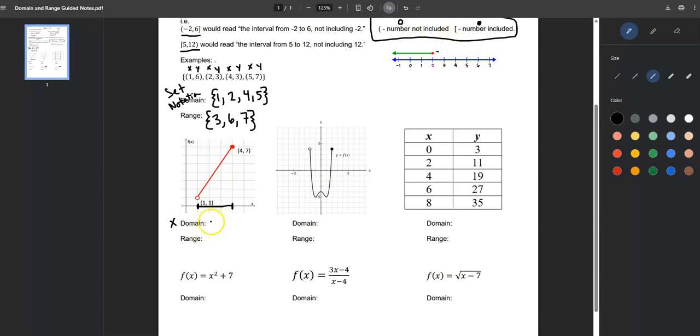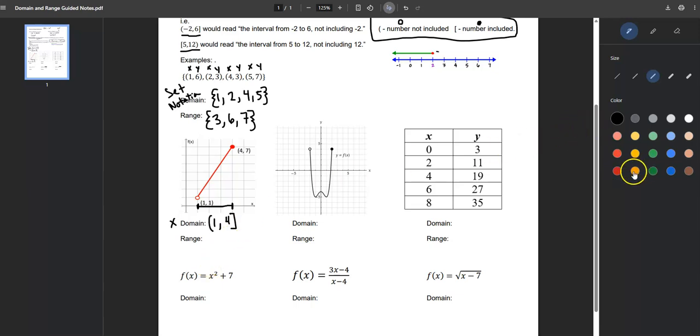Okay, so my domain would be 1, 4, and I want an interval for this. I'm going to use a parenthesis here and a bracket there. So this is the interval from 1 to 4. All numbers from 1 to 4, but we're not including 1.